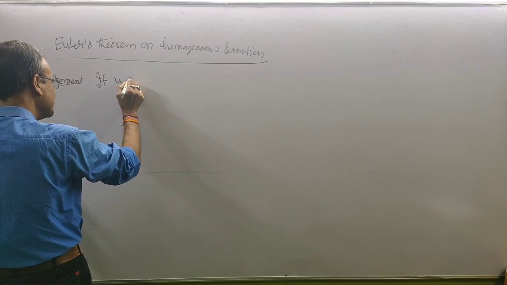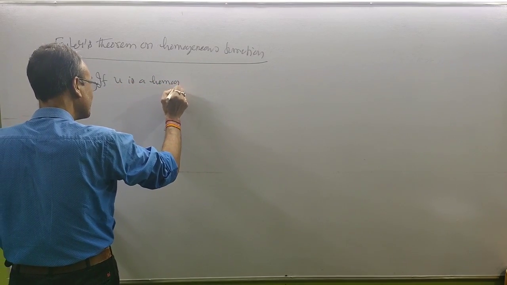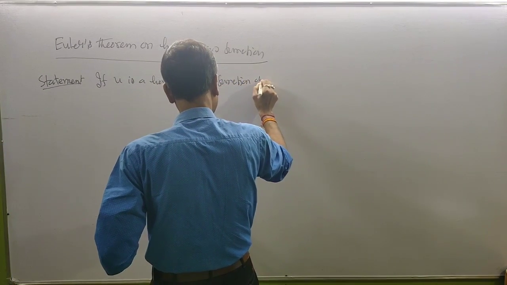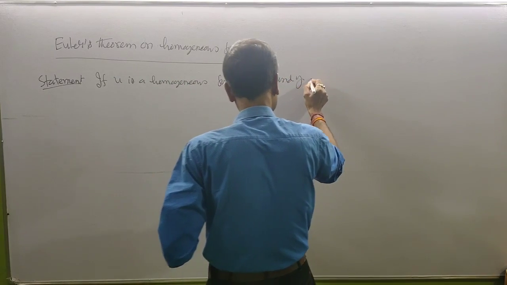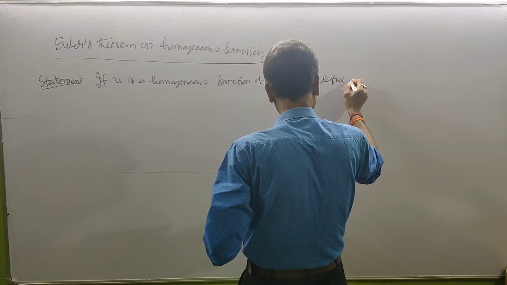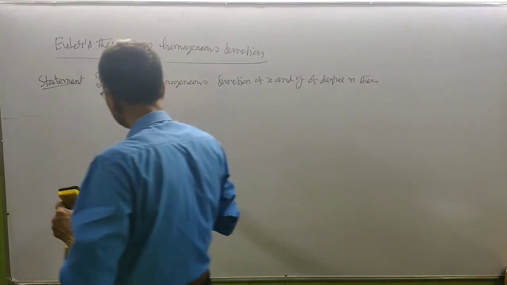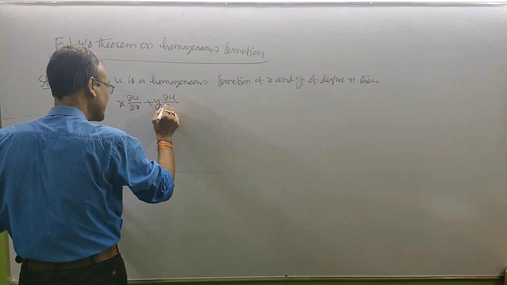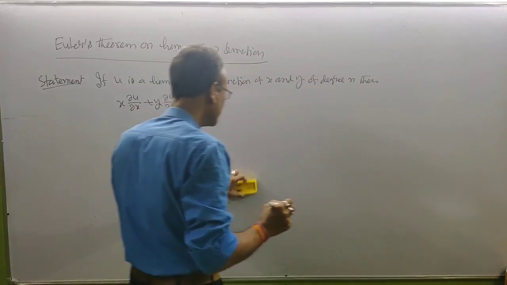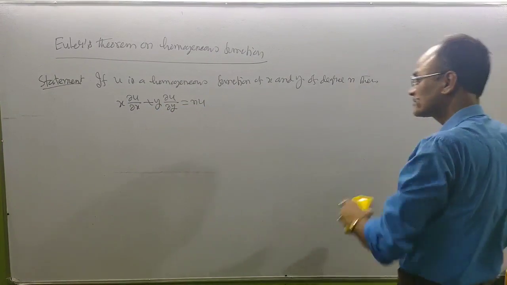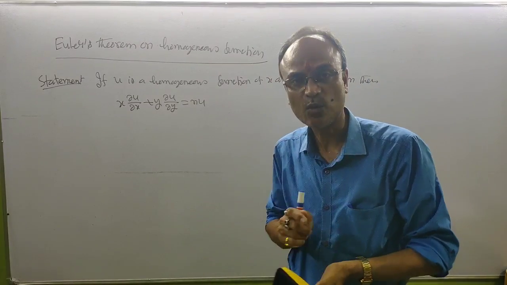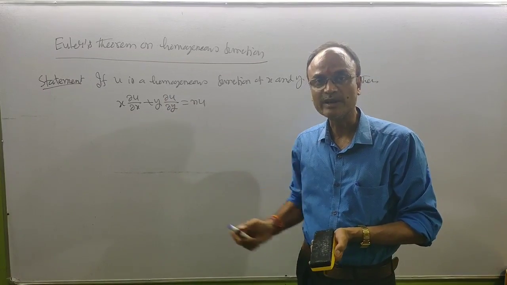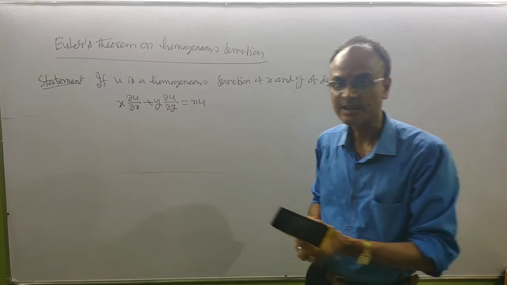If u is a homogeneous function of x and y of degree n, then x del u by del x plus y del u by del y equals n u. This is the statement.